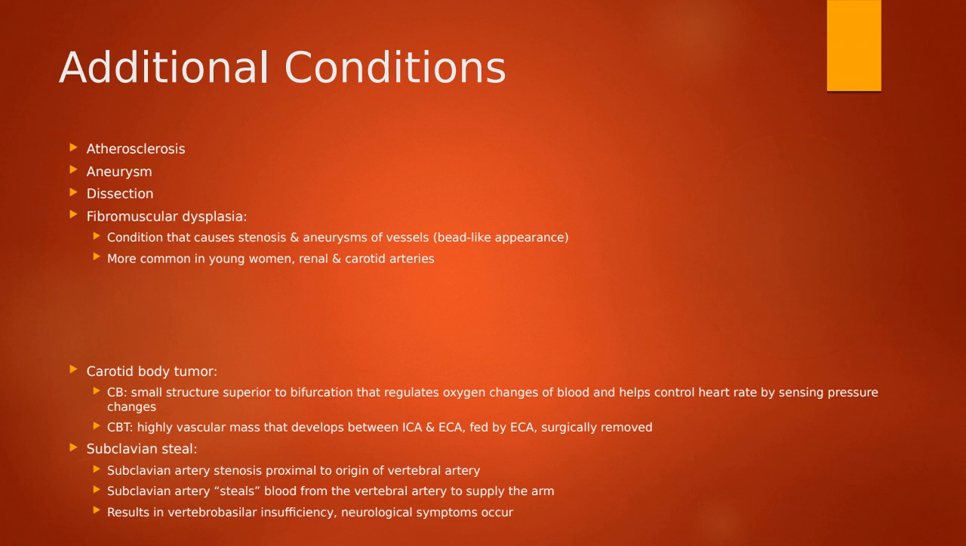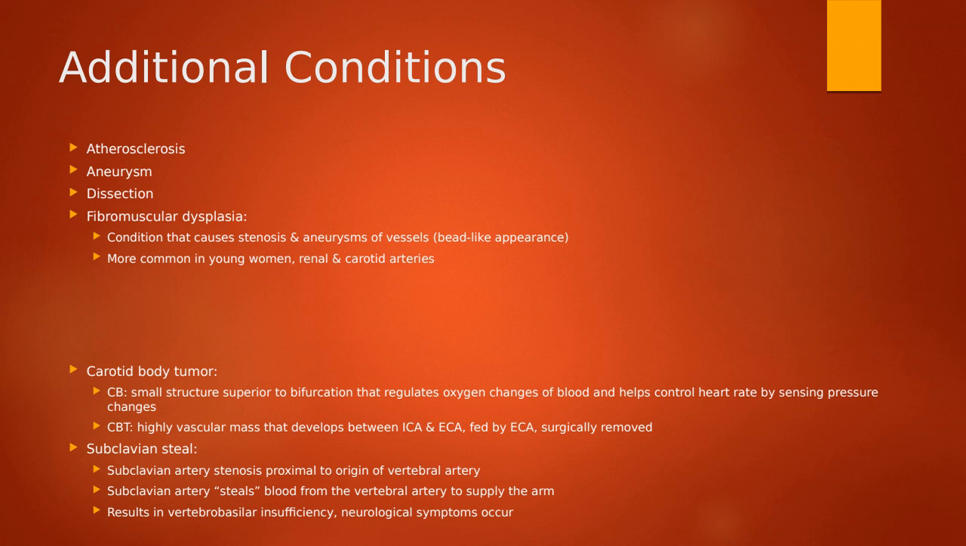Subclavian steal, this is a really interesting phenomenon, and it is when we get a stenosis in the subclavian artery proximal to where the vertebral artery is going to come off it. So that vertebral artery is going to be saying, hey, I'm not getting blood supply from this subclavian, what's going on? And what's going on is a blockage. So what it does is it steals blood from the vertebral artery itself, and the vertebral artery works backwards to supply the arm, right? Because our subclavian goes off to supply the arm, but it also supplies the vertebral. So it's almost like the body's like, oh, well, I need to supply my arm, but it forgets that it has to supply the brain too from that vertebral.